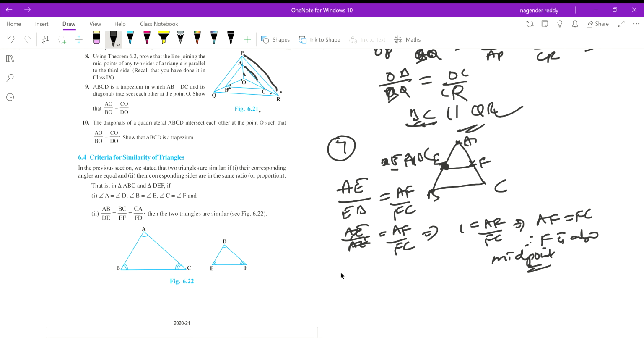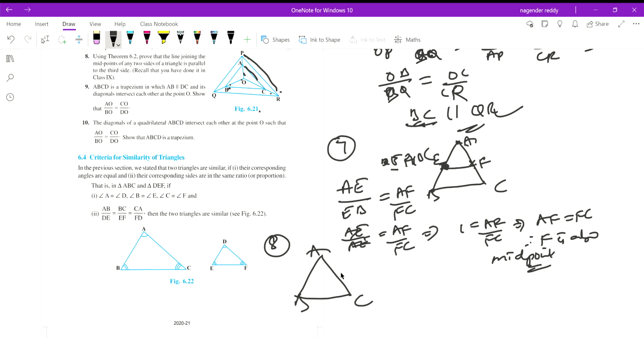Now we'll go for the 8th question. Using Theorem 6.2, that is the converse of the basic proportionality theorem, prove that the line joining the midpoints of any two sides of a triangle is parallel to the third side. Just read the question.